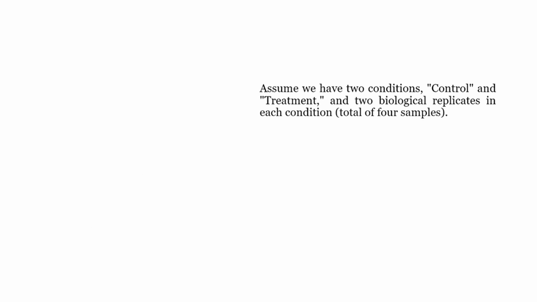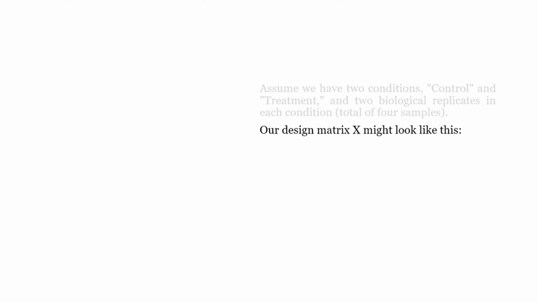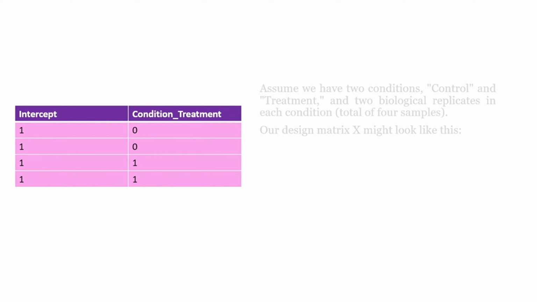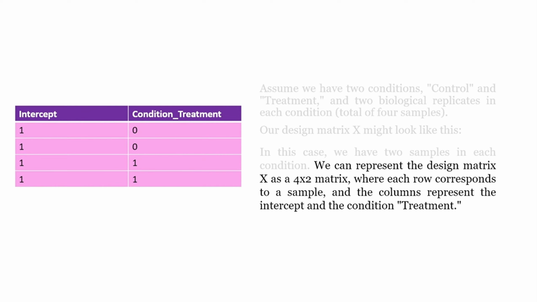Assume we have two conditions, control and treatment, and two biological replicates in each condition, a total of 4 samples. Our design matrix X might look like this. We have intercept and condition treatment columns. Intercept 1, condition 0; intercept 1, condition 0; intercept 1, condition 1; and intercept 1, condition 1. In this case, we have 2 samples in each condition. We can represent the design matrix X as a 4 times 2 matrix, where each row corresponds to a sample, and the columns represent the intercept and the condition, which is treatment.